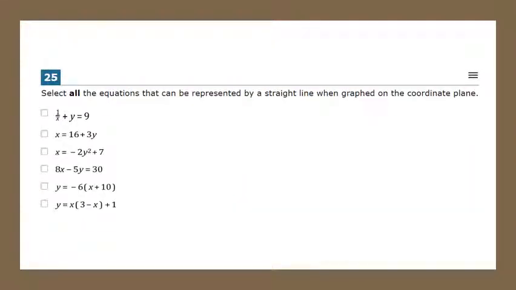Number 25 here is one of those select all the correct responses questions, which means that we could have multiple answers. So in this case, it's asking us to select all the equations that can be represented by a straight line when graphed on the coordinate plane. Now, straight lines have something in common for every single expression.